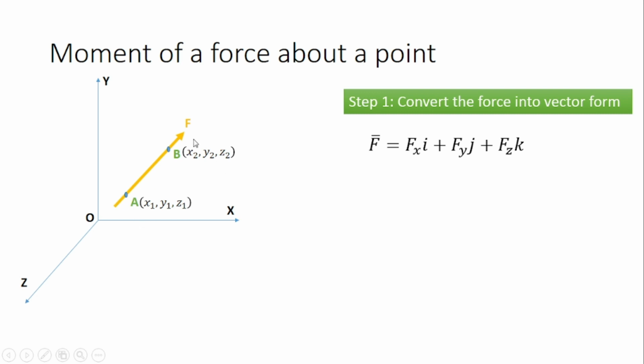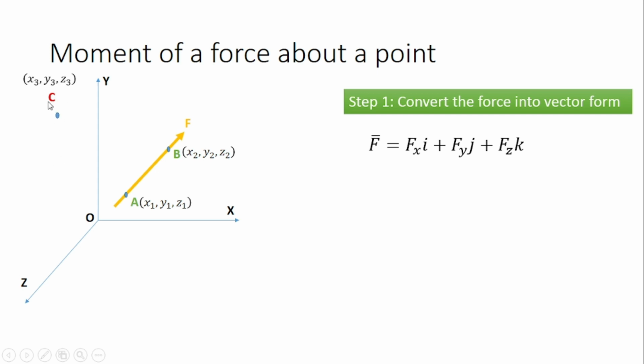So this is the given force F. The initial point of the force F is A, x1, y1, z1 and the final point is x2, y2, z2, that is B. The second step is to find the moment center. This moment center is given in the numerical, so we'll call it as C. The coordinates are x3, y3, z3.